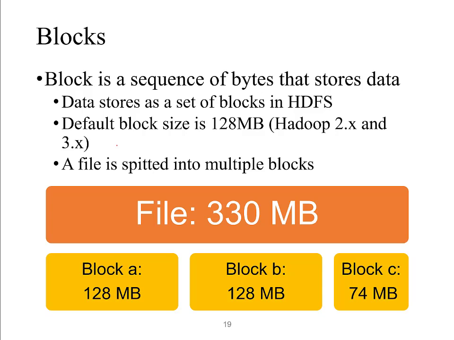So one file is split into multiple blocks according to the block size in HDFS. For example, if we use the default block size, 128, and assume that we have a file of 330 megabytes, the file will be split into 3 blocks. The policy here is to make the blocks as full as possible. So, for example, we have 330 megabytes here.